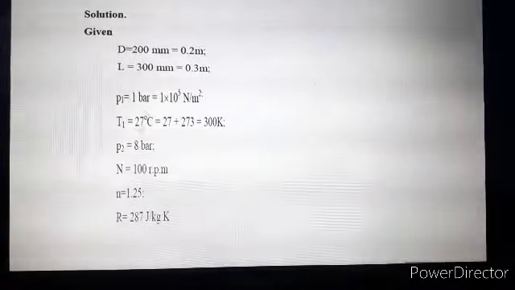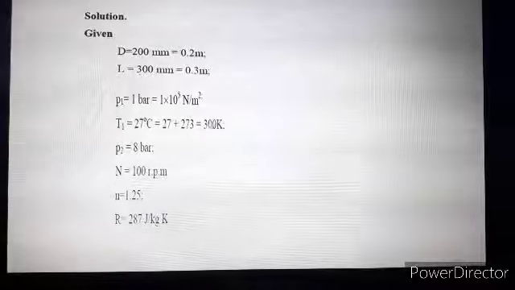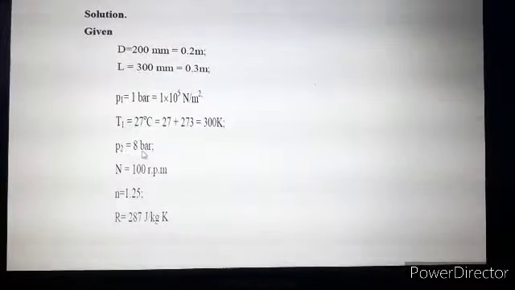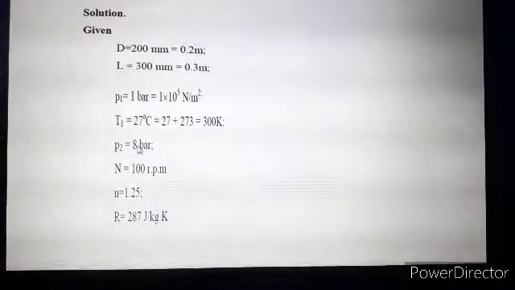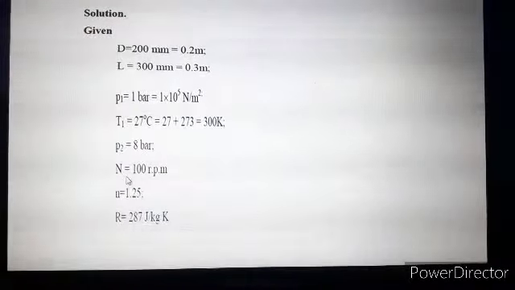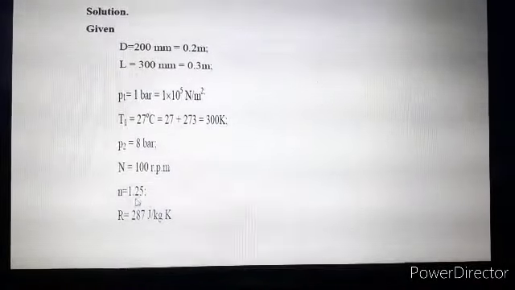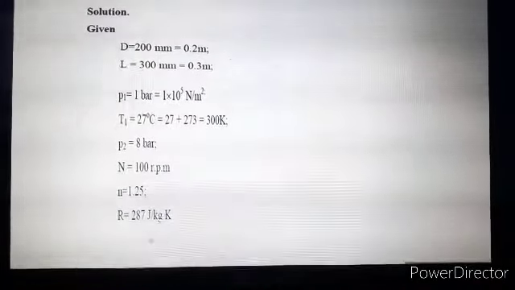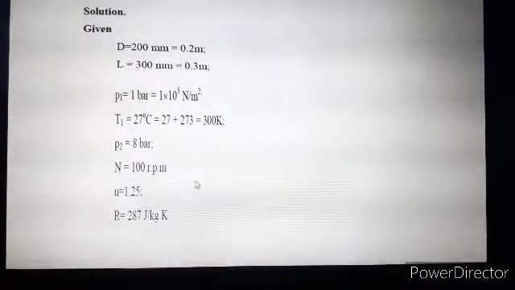Then temperature T1, 27 degrees Celsius, that is 27 plus 273, it is 300 degree Kelvin. Then pressure P2 8 bar. Again we have to convert this pressure from bar to Pascal, so 8 into 10 raised to 5 Pascal. Then speed capital N is 100 rpm. Polytropic index small n is 1.25, and characteristic gas constant is 287 joule per kg per Kelvin.